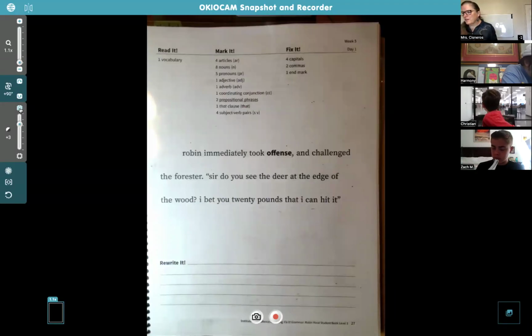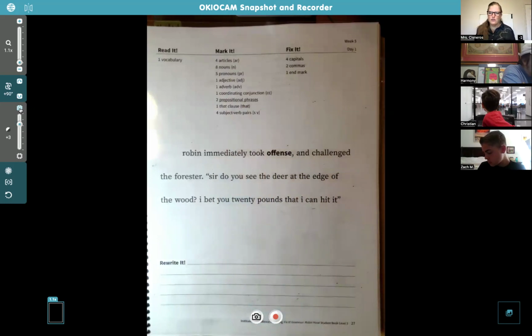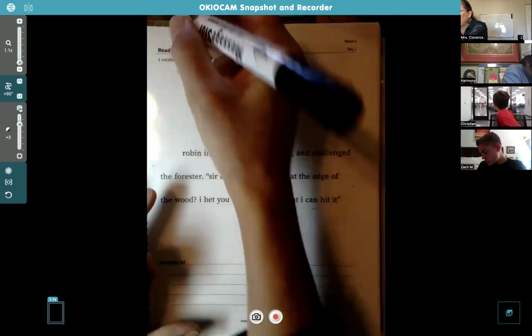So Robin took offense. They were giving him a hard time, right? They were teasing him, mocking him, and he was offended by that. By the way, you can always read the story, like the whole story at the back of this book to get an idea of what's happening in the story. So that's always an option too. So let's check vocabulary.